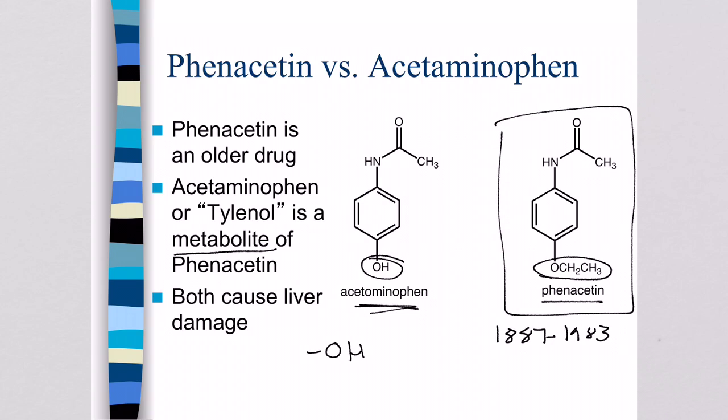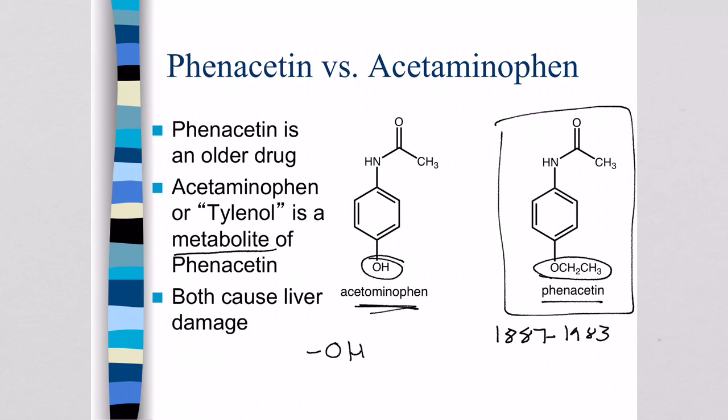As I said, phenacetin was removed from the market because it caused liver damage. If you've looked at the safety data sheet for phenacetin, you'll see that it can cause liver damage too. But I mean, Tylenol can cause liver damage too, but not quite as much. Acetaminophen was discovered as a drug because it is a metabolite of phenacetin.